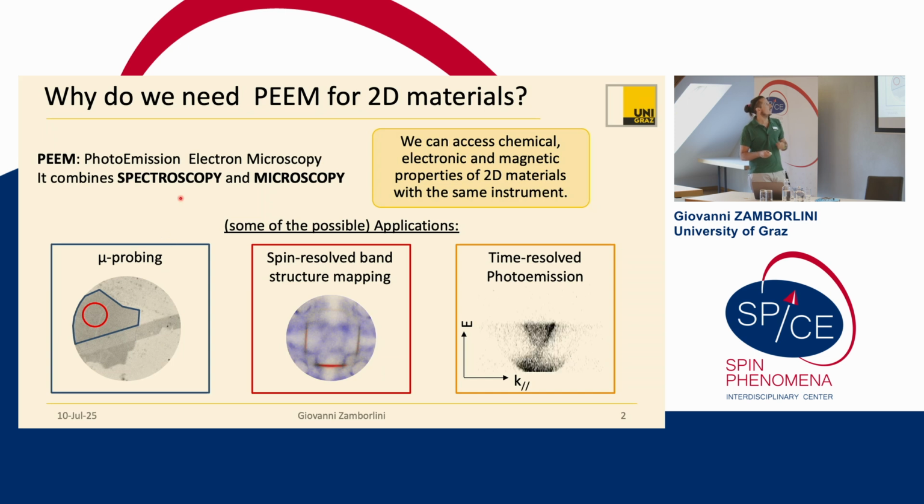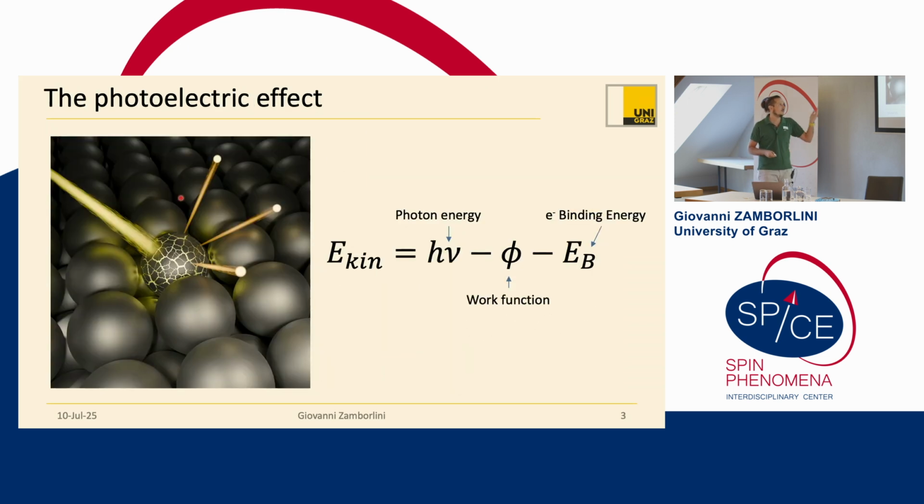As I mentioned, PEEM stands for Photoemission Electron Microscopy, so it's basically based on the photoelectric effect. Here, what we do is shine light, usually in the X-ray or UV regime, so extreme UV. If the energy of our light is high enough, what we get out are photoelectrons, and what we measure about our photoelectrons is the kinetic energy. Now, with this well-known equation, if you know the photon energy and the work function of your system, you can trace back the binding energy from where the electron came.